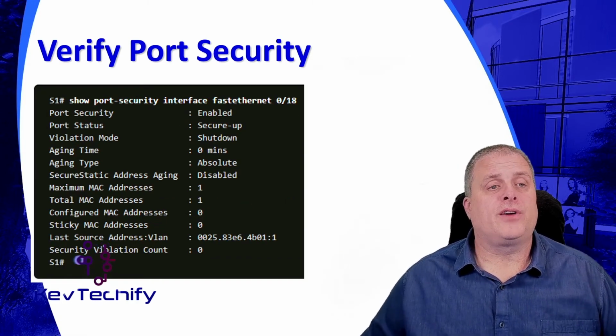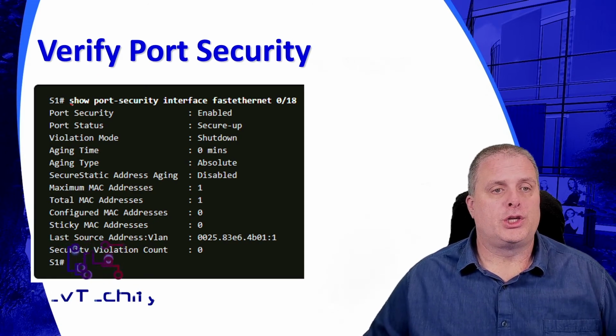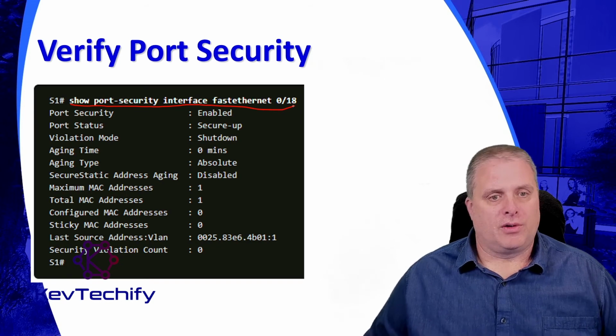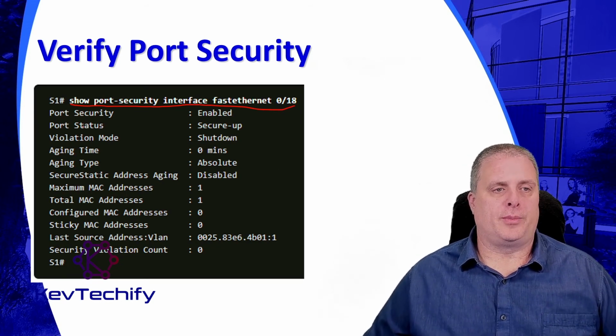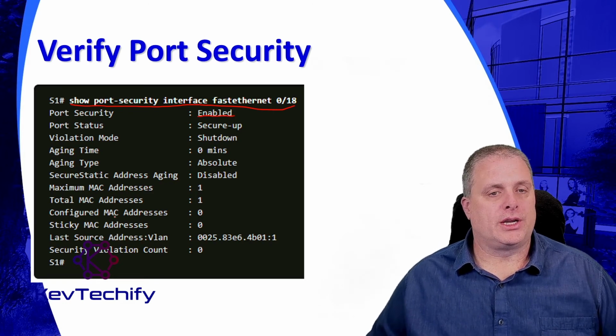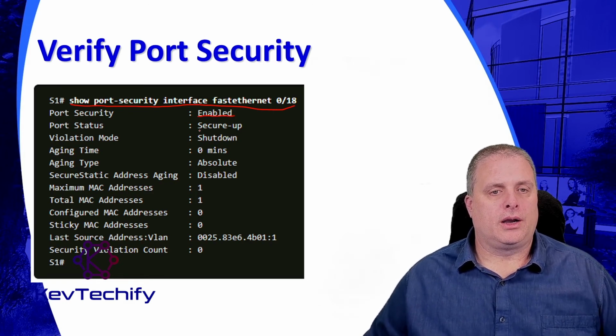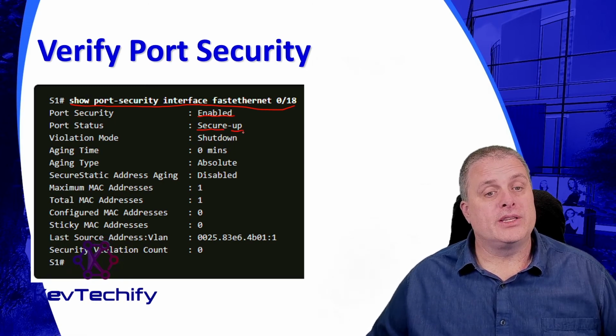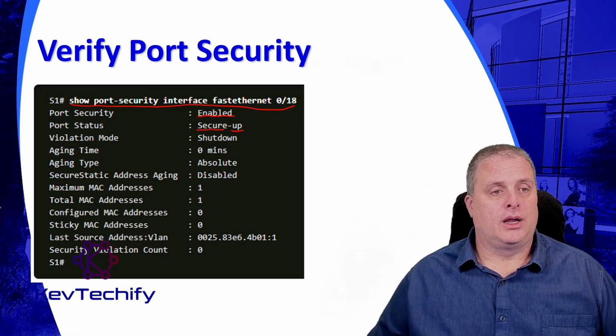We can also verify our port security with the show port-security interface command, specifying an interface. From here, we can gather a whole lot of information. Here it says port security is enabled, so we did enable port security on that port. Right here, it's saying we're secure-up, so there is a device connected to it.